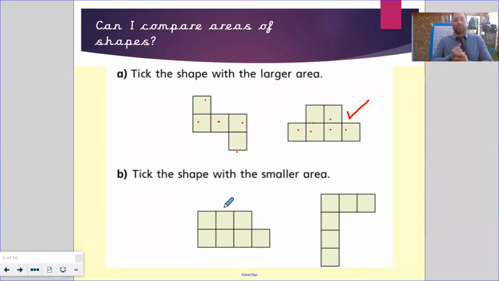Now it says tick the shape with the smaller area. So we're looking for the smallest area. 1, 2, 3, 4, 5, 6, 7. And we have 1, 2, 3, 4, 5, 6. So this has the smallest area. Now let's have a look at these two. This shape to me looks a lot bigger than this shape, but in fact it's actually smaller, and that's where we've just got to be careful. Just remember, we can only really be sure which shape is bigger by finding out the area of the shape.